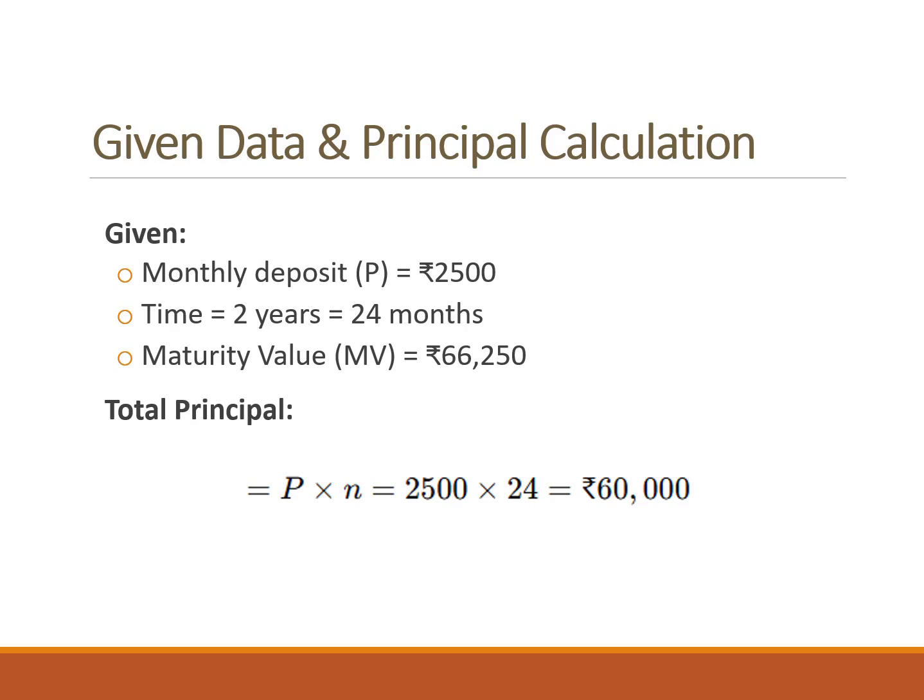From the question, we know the monthly deposit is 2,500 rupees and the duration is 2 years, or 24 months. The maturity value is given as 66,250 rupees. To find the total amount deposited by Ahmed, we multiply 2,500 by 24. That gives us a principal of 60,000 rupees.